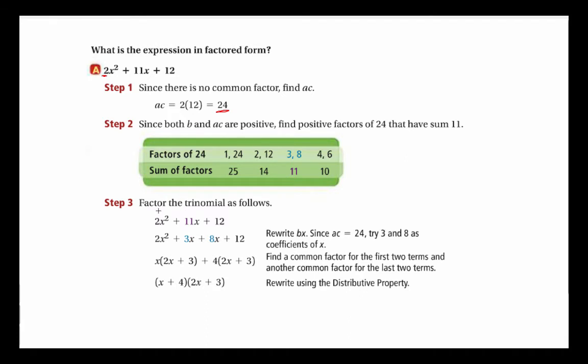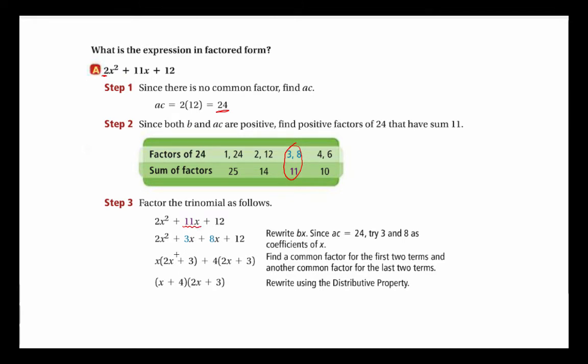Okay, so once we determine this pair, it's going to play out a little bit differently. We're going to take our original trinomial 2x squared plus 11x plus 12. What we're going to do is take the 11x and rewrite it as a sum of two terms. So 2x squared plus 3x plus 8x. And the 3 and the 8 come from the pair of factors that we determined with our technique here.